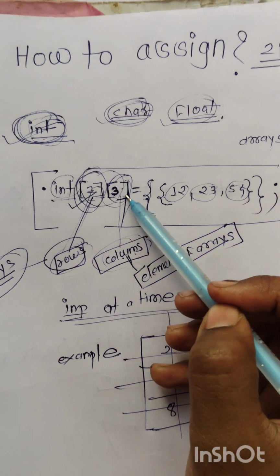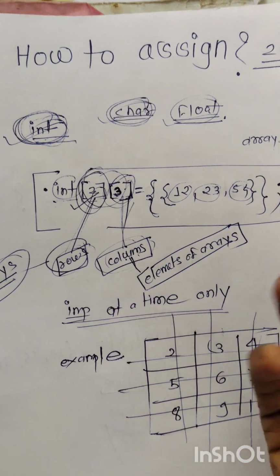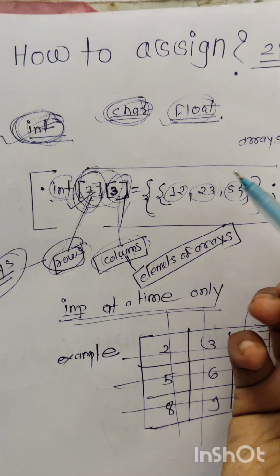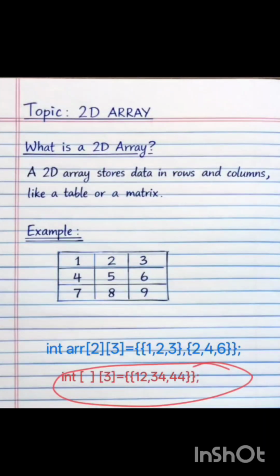It is necessary to mention the dimension of the second, but it is not necessary to mention the dimension of the first. It is optional. Now the code from here.